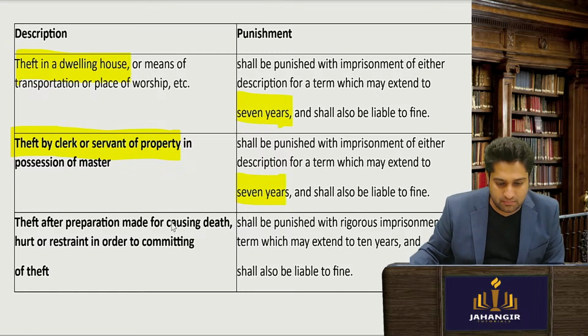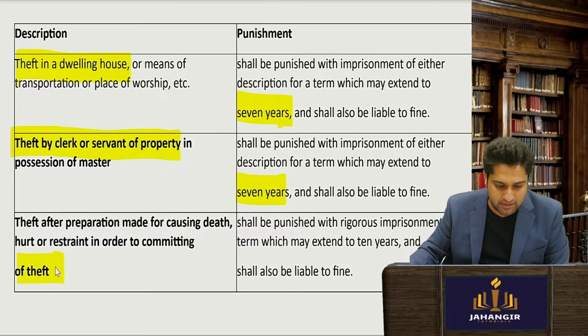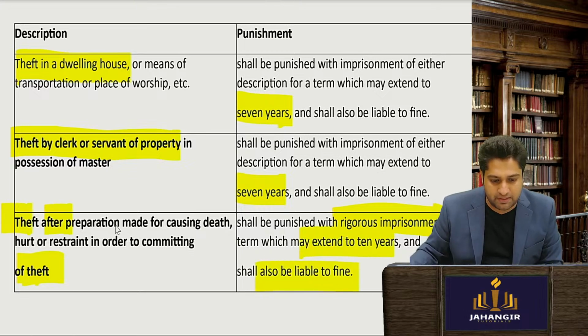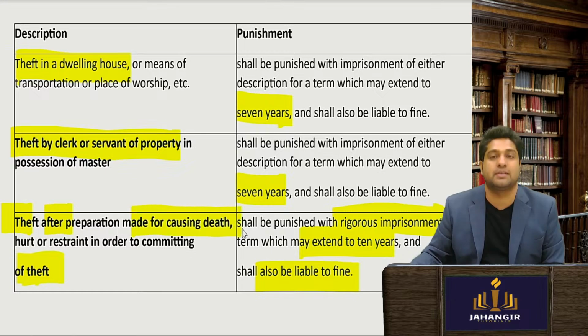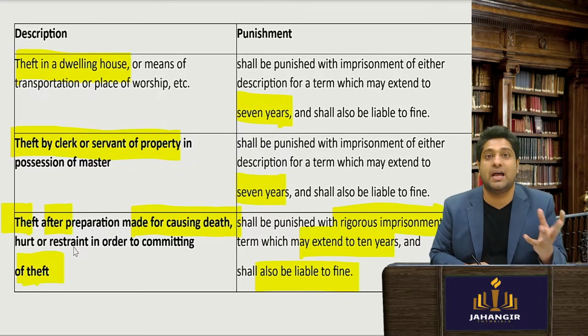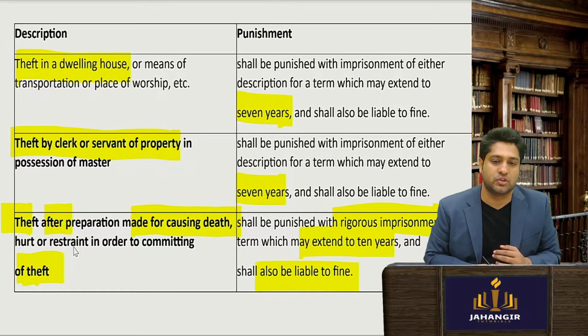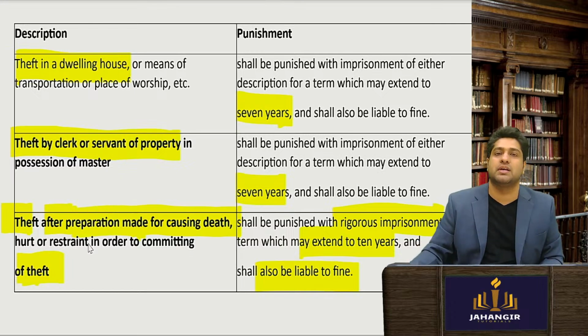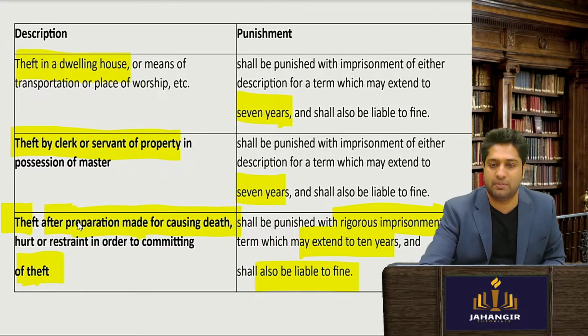Theft after preparation made for causing death or hurt in order to commit theft. So you'll get rigorous imprisonment which may extend up to 10 years, and a fine. For example, I have decided I'll punch a person and then I will take the money. Then you obviously have 10 years imprisonment. So theft clubbed with preparation to kill someone, that will be 10 years.